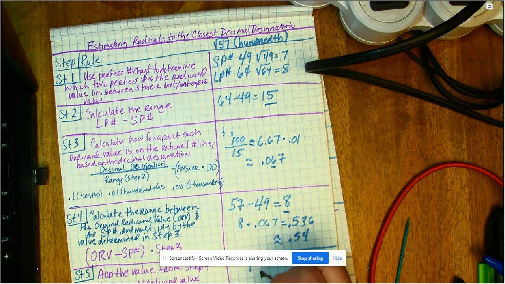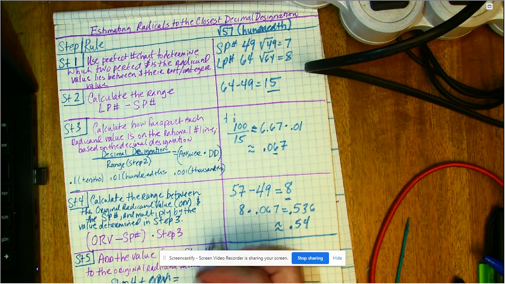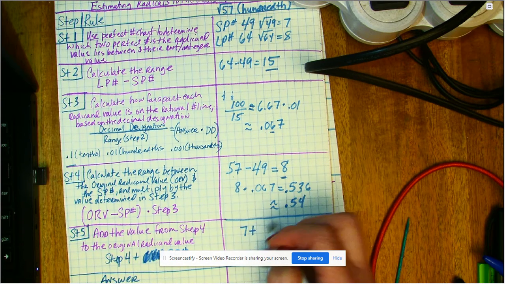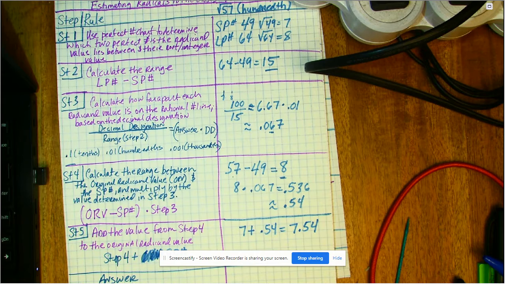So smallest number. I'm sorry, not, I messed up a little bit here. Step 4 plus the smallest perfect number. Sorry about that, guys. It's late. So 7, smallest perfect number, plus the value I got here. So as a decimal, radical 57 is approximately worth 7.54.